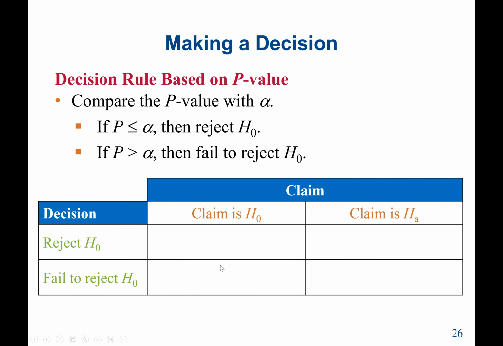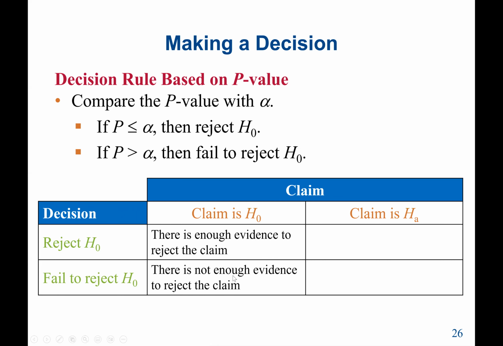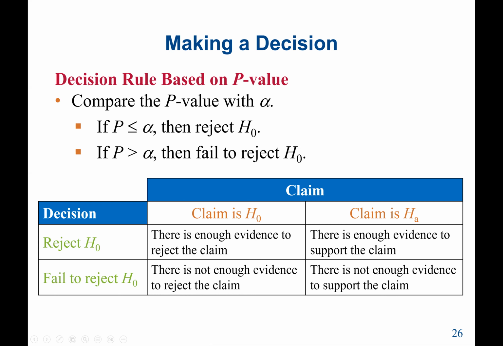So we have a 2x2 table here. Reject HO, where the claim is HO: there's enough evidence to reject the claim. Fail to reject HO: there's not enough evidence to reject the claim. And if the claim is HA, reject HO: there's enough evidence to support the claim. Since HO is rejected, HA is supported. Fail to reject HO: there's not enough evidence to support the claim.